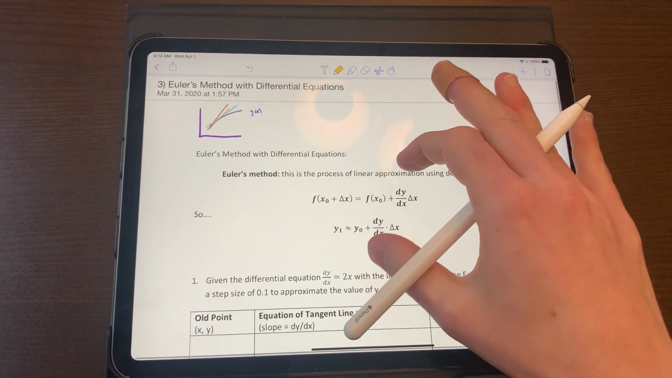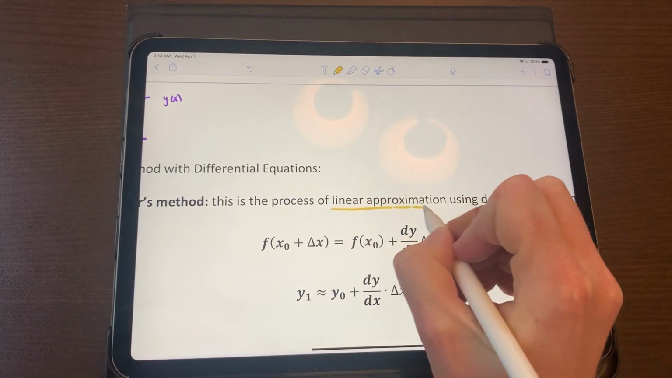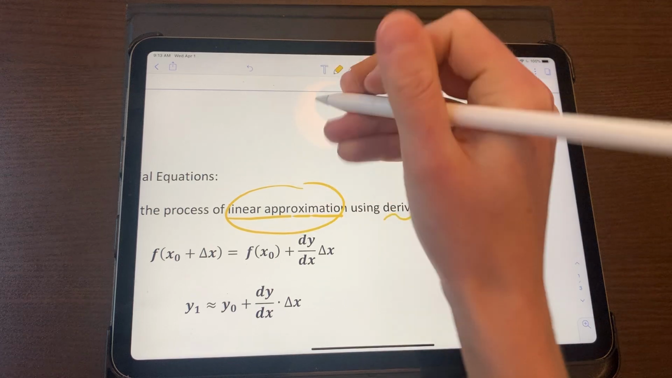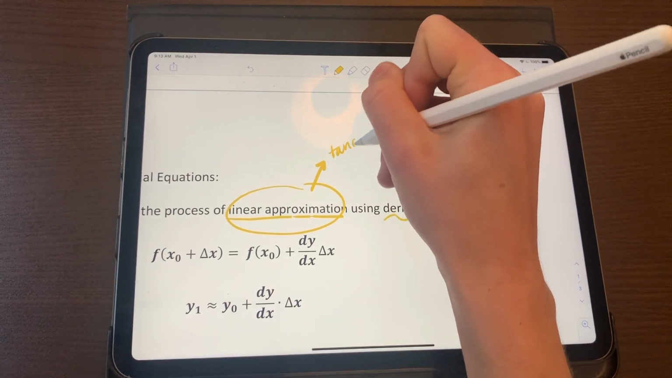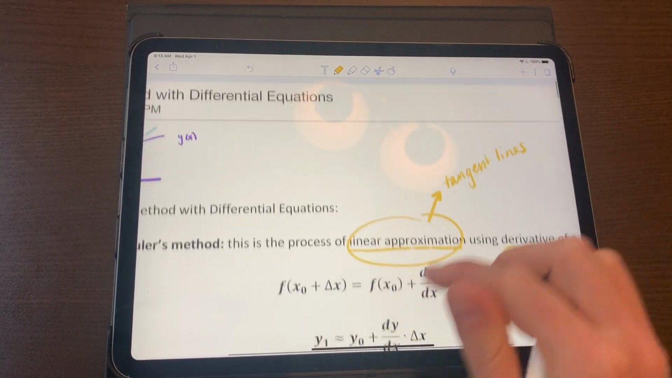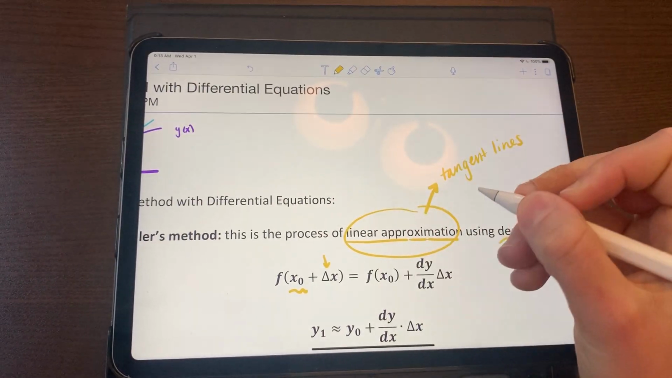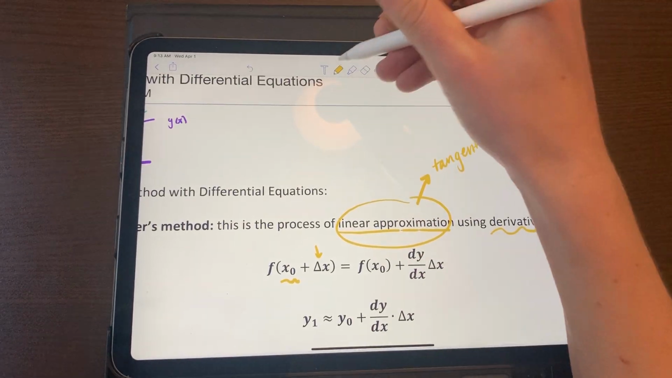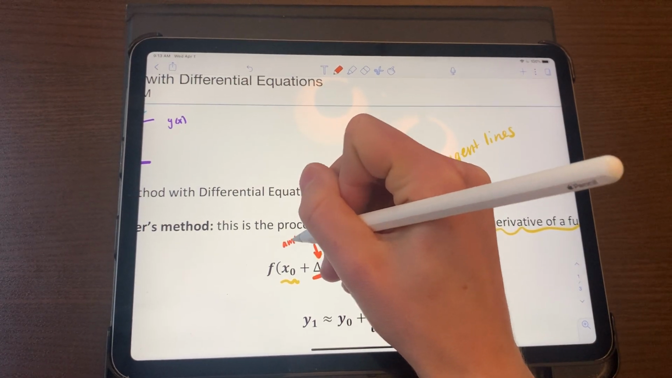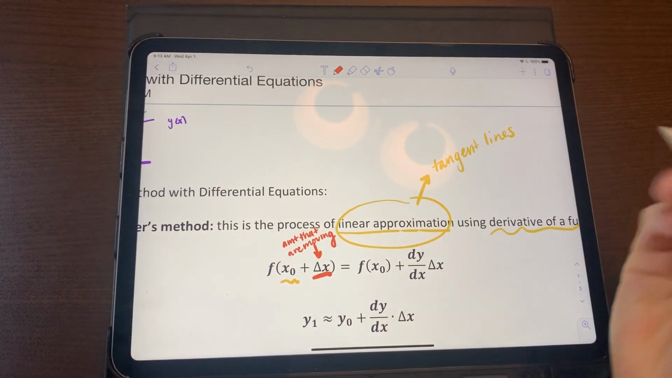So I'm going to show you the formula. This is the process of linear approximation using the derivative of a function. Linear approximation should cue us to think about tangent lines. What we're actually doing with Euler's method here is we're taking a starting place and we're moving a small amount. Sorry, I don't know why the iPad is being very twitchy today. So this delta x is the amount that we are moving. It's what we call a step size.